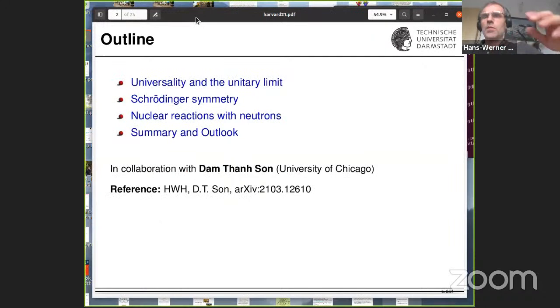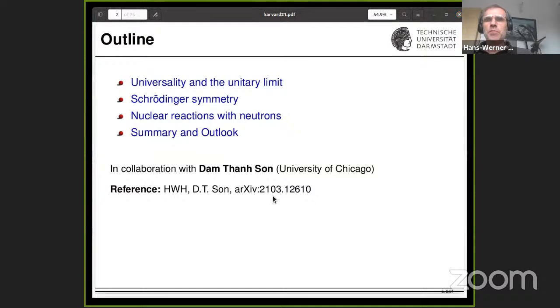Okay, sorry about this. So this is the outline of my talk, and the work I will be presenting is in collaboration with Dam Son, who I see is also in the audience. If you want to read up more on the details of this work, you can take a look at this preprint. I will start by reminding you of the principles of universality and the unitary limit, and give you a brief introduction into Schrödinger symmetry, which is the non-relativistic conformal symmetry. Then I'll put these two things together and discuss consequences for nuclear reactions with neutrons in final states. And then I'll end with a summary and an outlook.